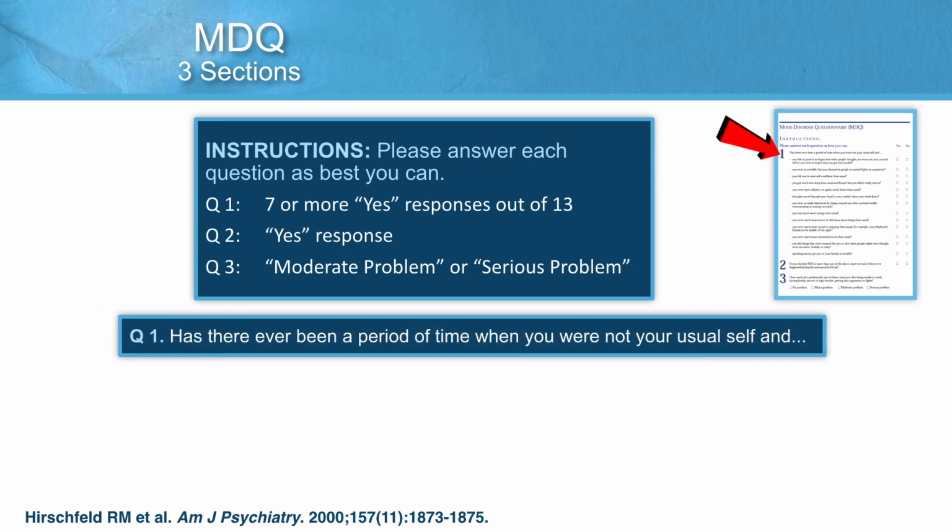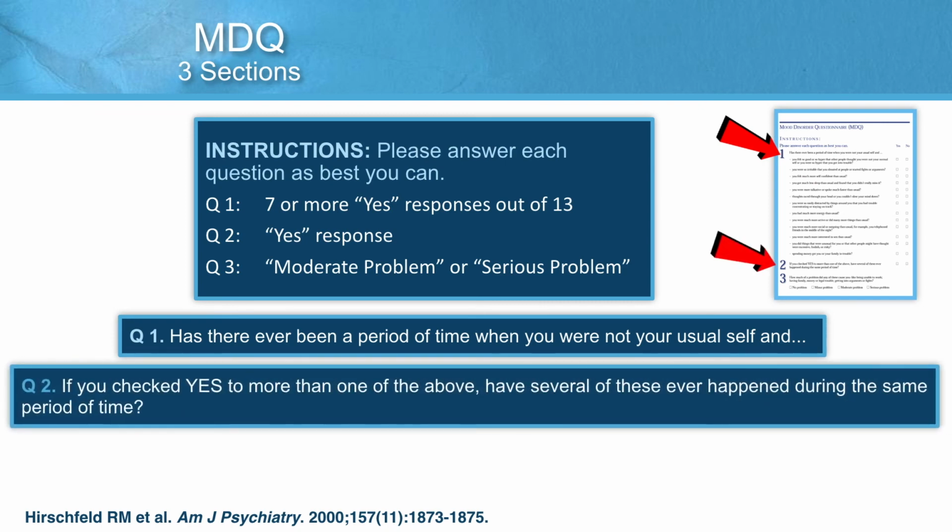The stem of question 1 asks, has there ever been a period of time when you were not your usual self and? Then you'll notice there are 13 items the patient is asked to answer, either yes or no. For a positive screen, the patient must answer yes to 7 of the 13 items. Question 2 asks, if you checked yes to more than one of the above, have several of these ever happened during the same period of time? For a positive screen, the patient must answer this question yes.